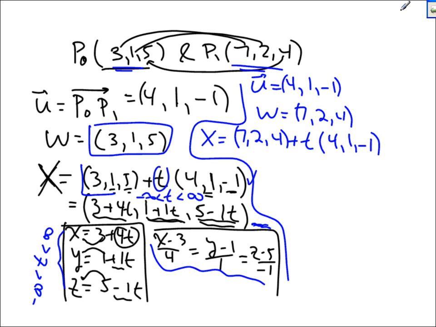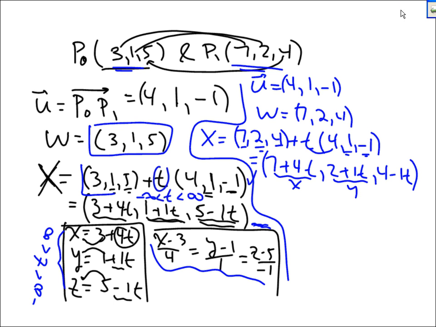Okay. So, what I get is 7 plus 4T, comma, 2 plus 1T, and 4 minus 1T. That's X, that's Y, and that's Z. And you may say, but wait a minute. You told me they were going to be equal.